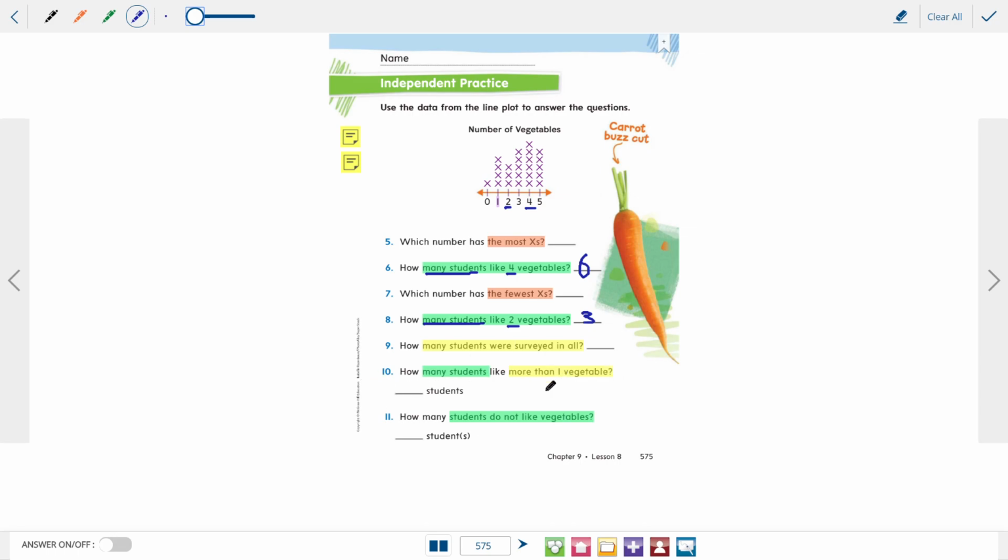I will leave this question for later because we have yellow here. The last question: how many students do not like vegetables? They are asking again about students, so we will count the x's. But when they say do not like a vegetable, what does that mean? That means we will look for 0, because 0 means no like.